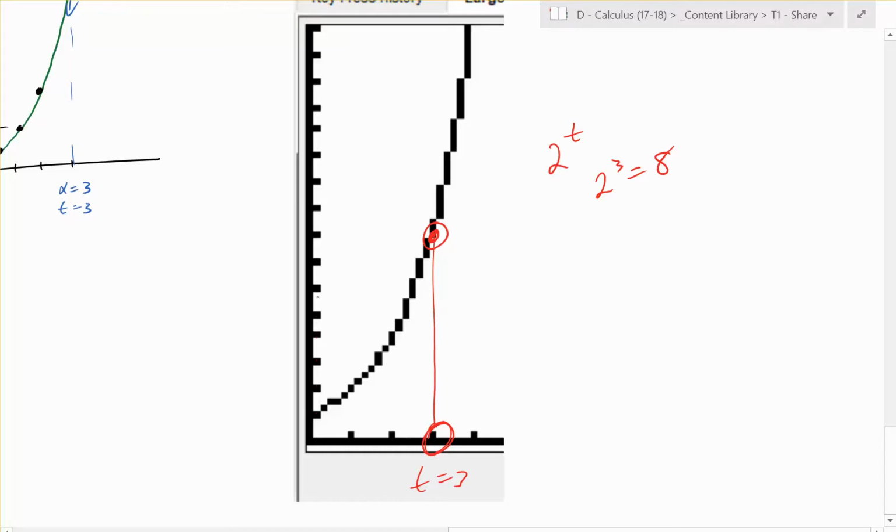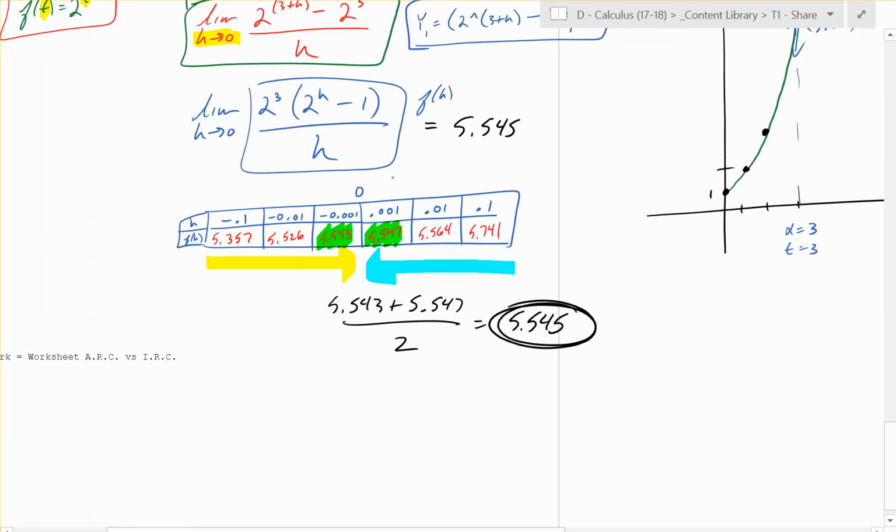So when you plug in 3, this point right there would be 1, 2, 3, 4, 5, 6, 7, 8. Yeah, looks like it's about 8. If you drew the tangent line, it's going to look like this. It touches once. We just calculated that slope to be 5.545, and that was the number right in between these two, right there.